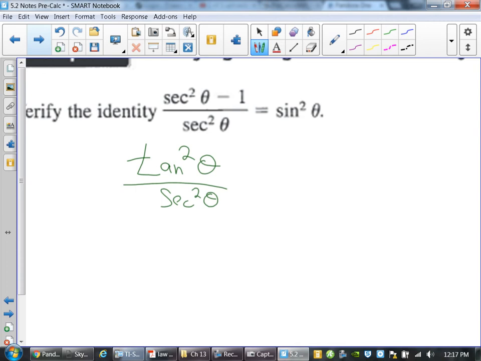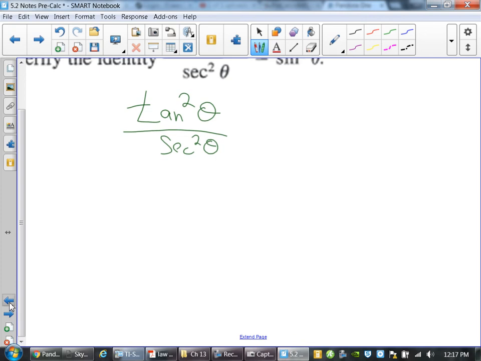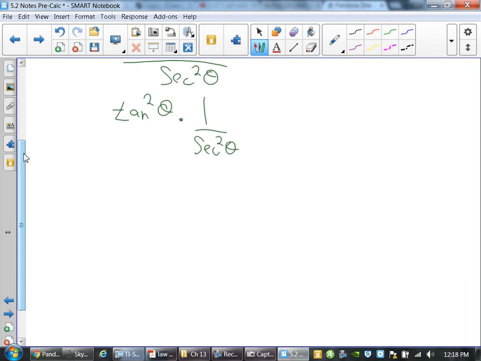So I'm going to write this as tangent squared times 1 over secant squared, because each one of those fractions then can be rewritten with sines and cosines. What's tangent squared in terms of sines and cosines? Sine over cosine, but it's going to be sine squared over cosine squared. And what's 1 over secant squared? It's cosine squared.